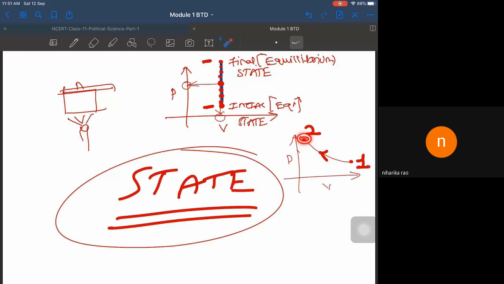Now, how am I supposed to calculate the different properties at state 1? What I must do is draw a line like this, so that I get the value of the pressure at state 1. If I want the volume, I should just come down so that I get the volume at state 1. Similarly, it goes for state 2 also, where you can find the different values of pressure and volume.